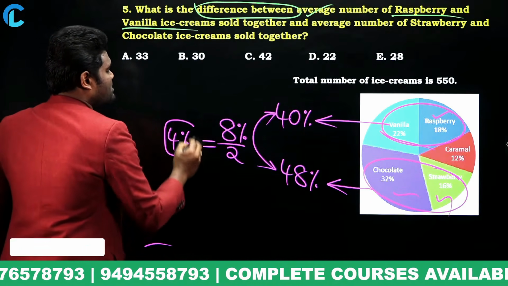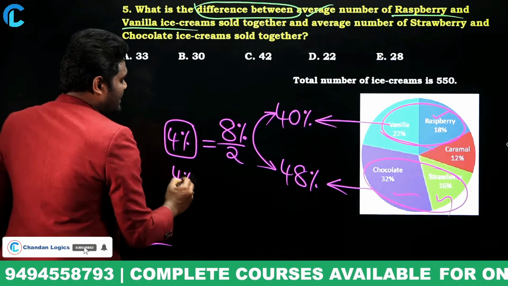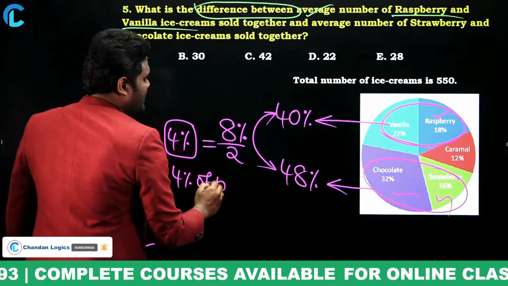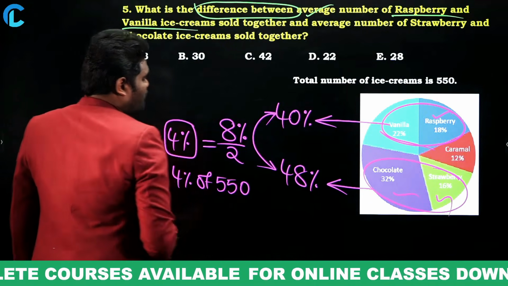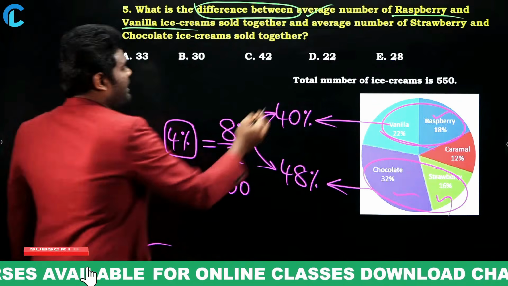So, our answer is 4%. So, 4% of 550. Okay. So, 4% of 550 means the answer will be 22.